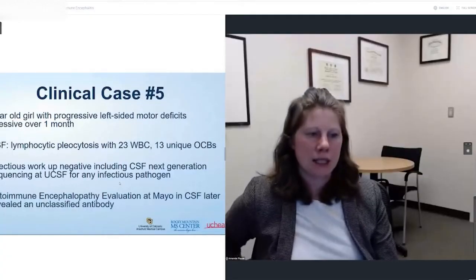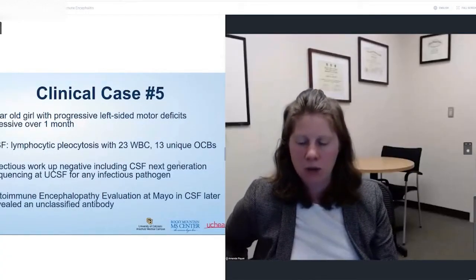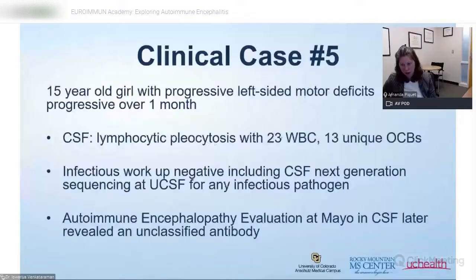She had CSF studies done, which showed inflammation in her spinal fluid. She had 23 white blood cells. She also had 13 unique oligoclonal bands. She had a very thorough infectious workup, given that this was pretty rapidly progressive over a month. This included CSF testing for next generation sequencing, which was done at UCSF. And again, that was negative.